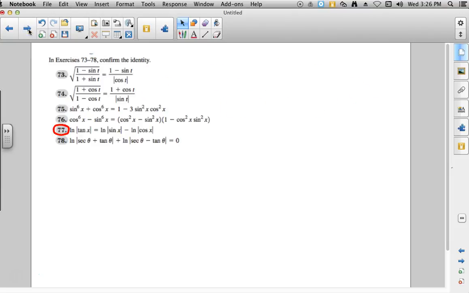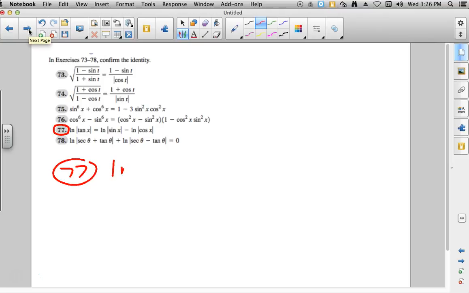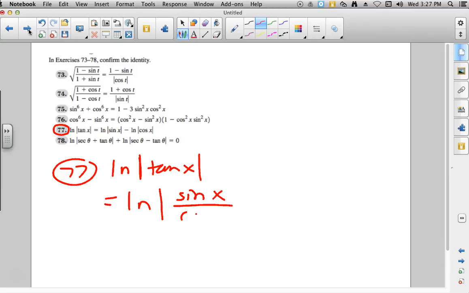Number 77. With this one, it's just kind of awkward because it says confirm the identity, and we're thinking, okay, wait a minute, what is up with this absolute value business? Well, all we have to remember is, just like anything else, if you're working with absolute value, then you have to stay within absolute value unless you have a good reason to leave, and you want to consider the domains. So with this one, I noticed what they want me to prove involves sine and cosine. So what I would do is split this up and say, well, it's the absolute value of the sine of x over the absolute value of the cosine of x.